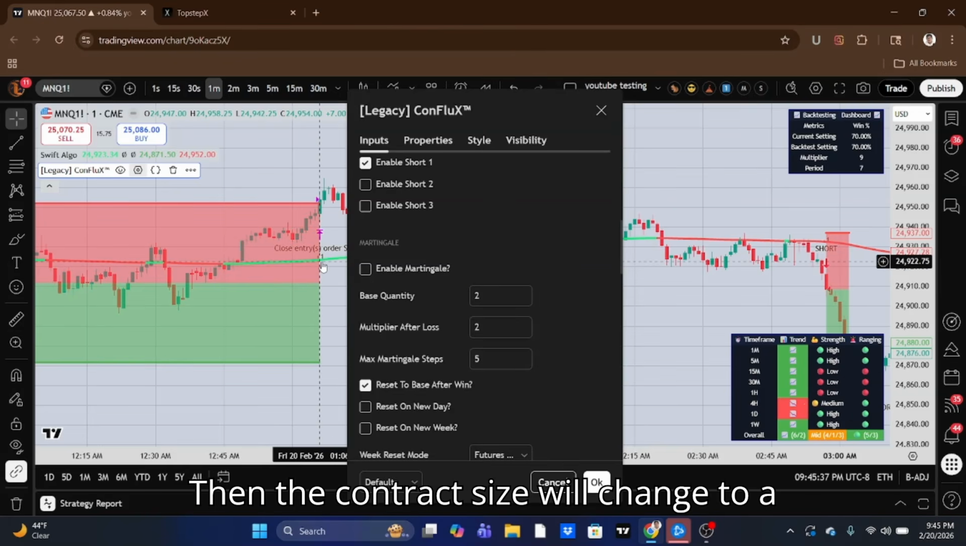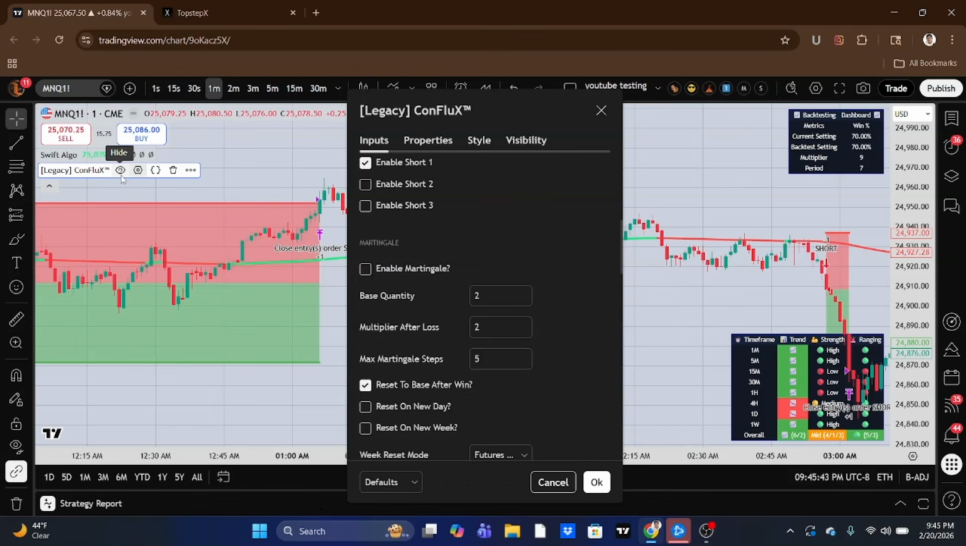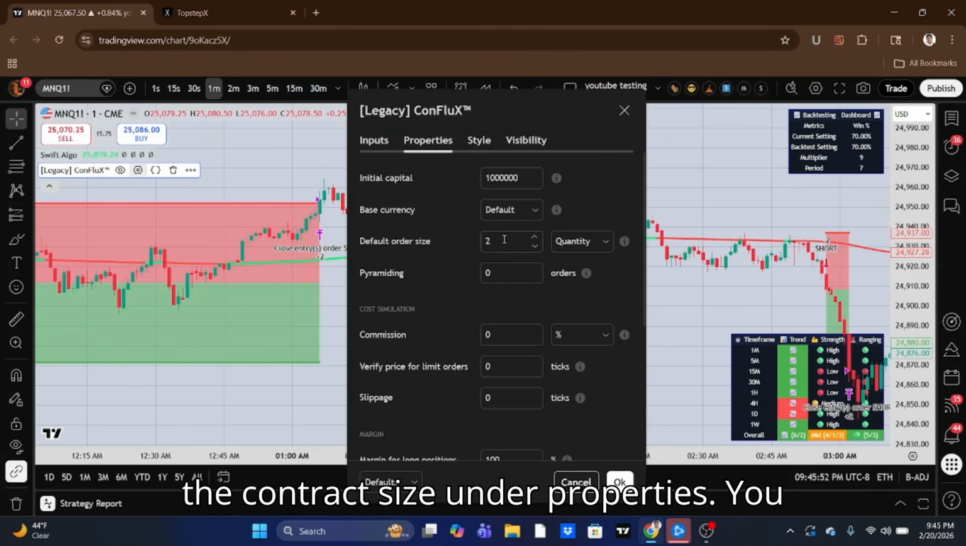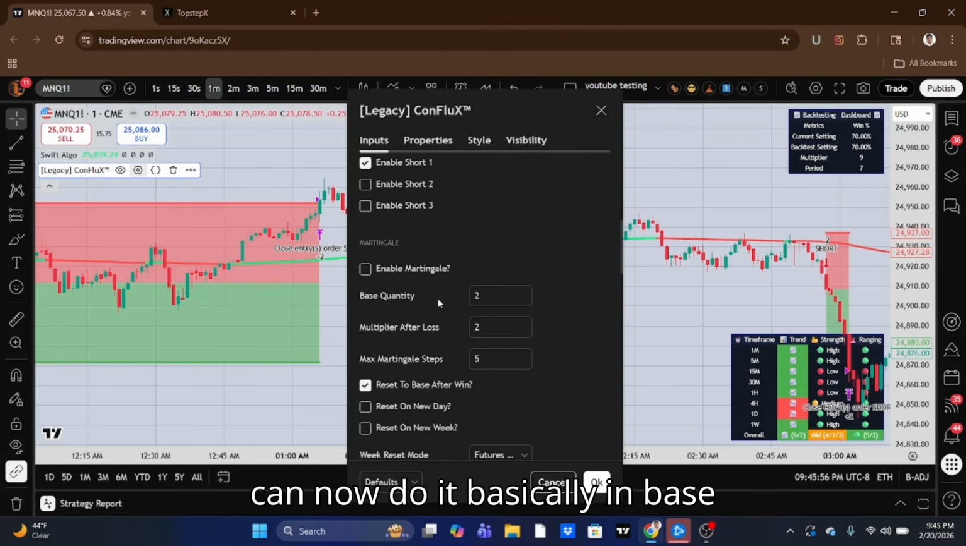Then the contract size will change to a 2. Give it a few seconds for it to load. See, now it says a 2. Okay. So you no longer have to do the contract size under properties. You can now do it basically in base quantity.